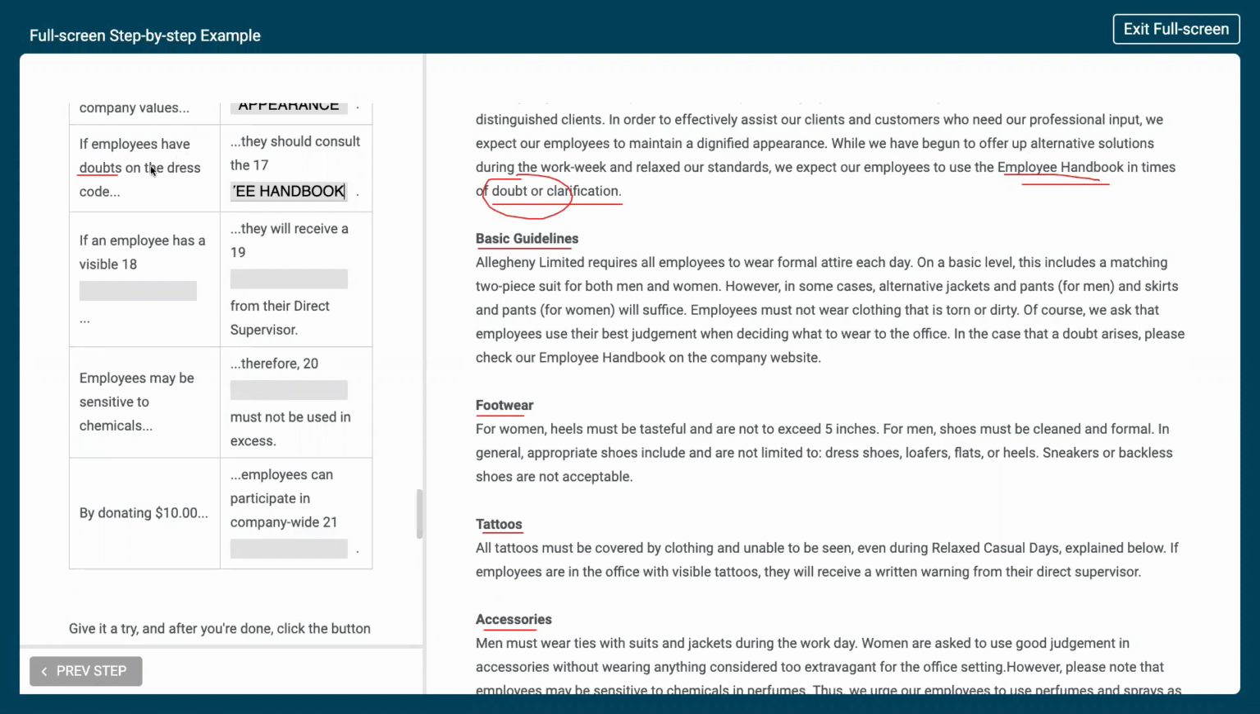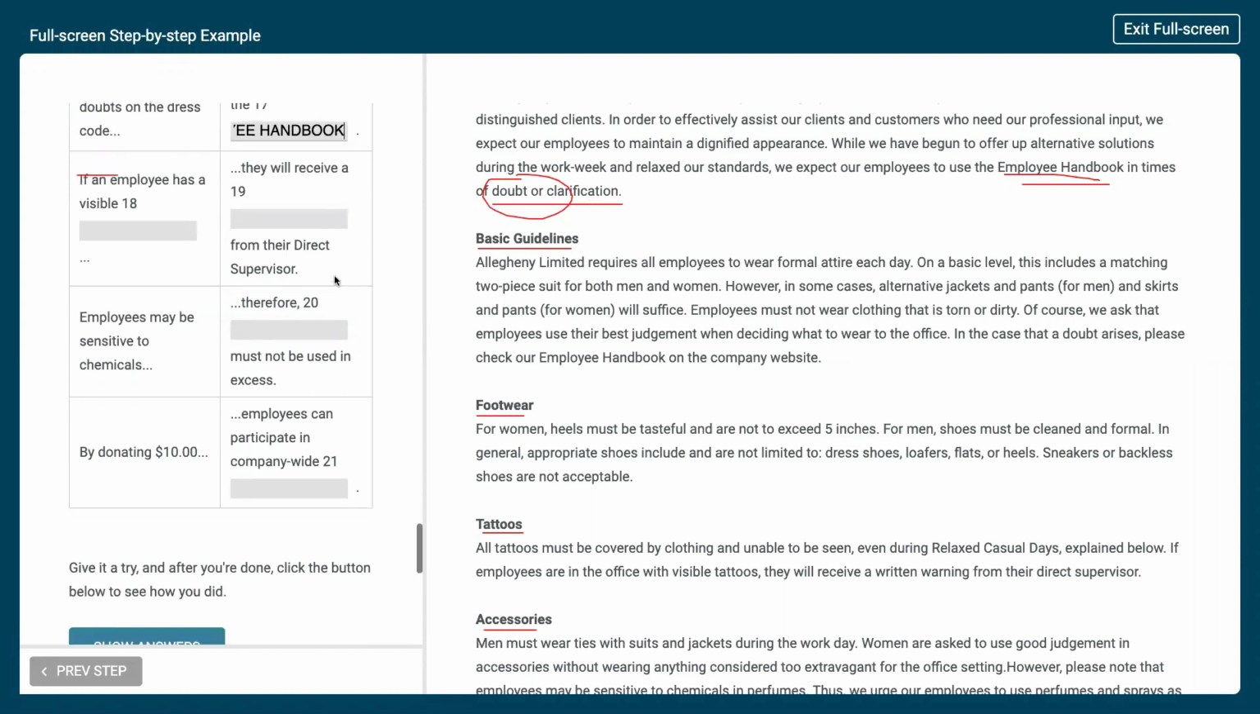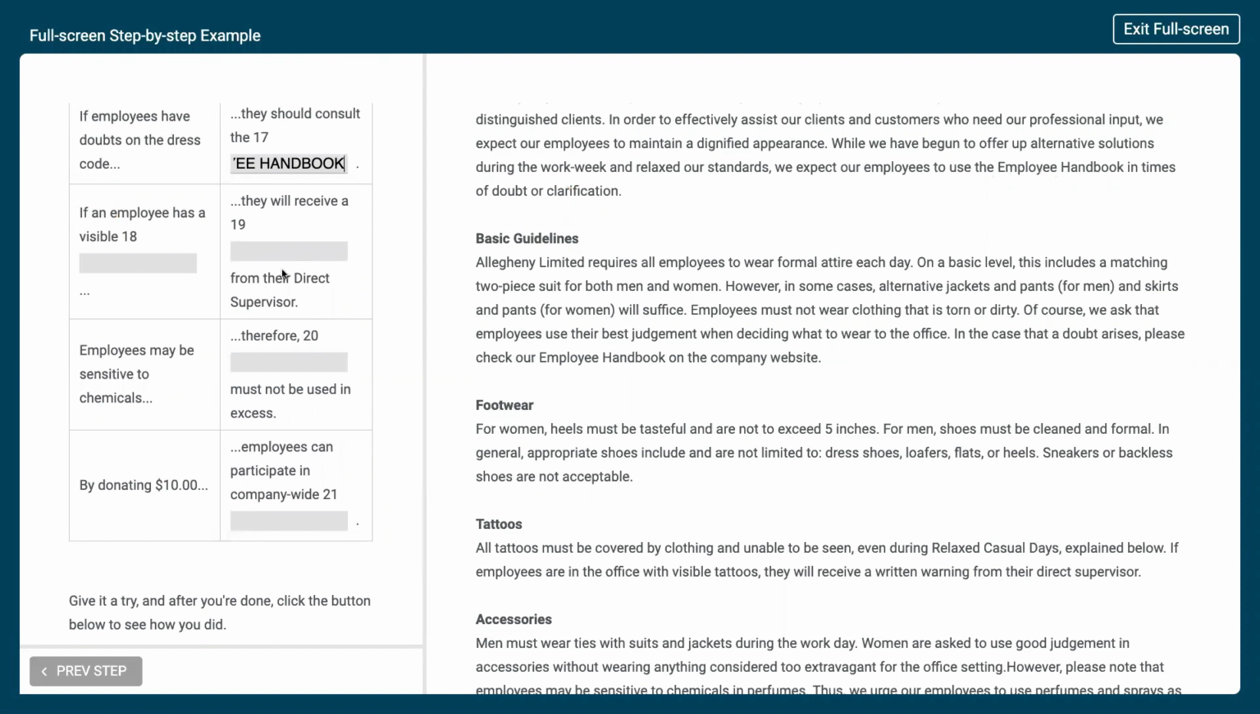Also, I want to call your attention to this common trick. You see how this sentence is reversed. So basically it says they should consult the employee handbook if they have doubts. And here in our table, we have if the employees have doubts, they should consult the handbook. It is the reverse of what you see in the passage, which comes up quite frequently in this question type. Okay, excellent job. Let's just continue to scroll down here.